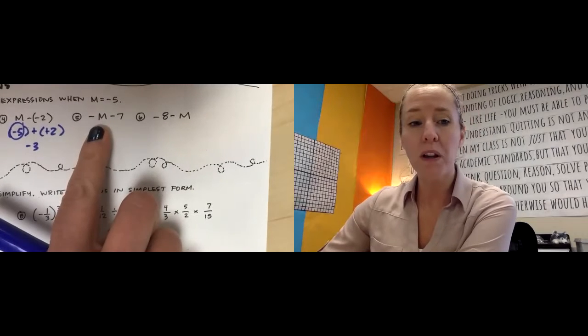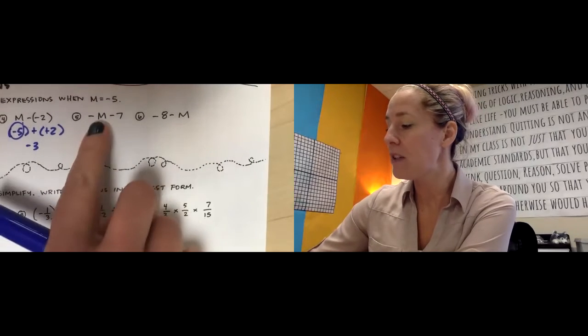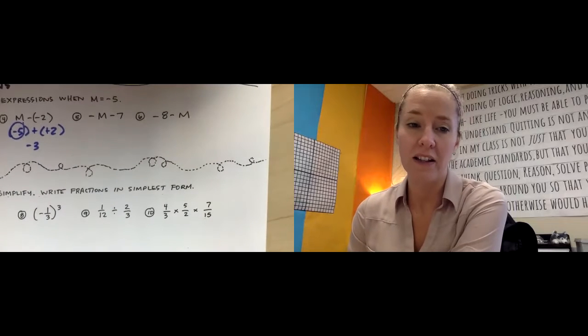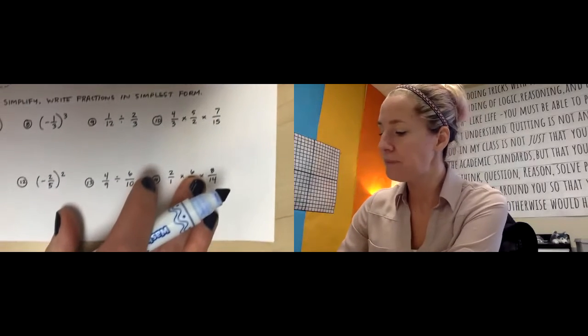Okay, so just make sure you plug in -5 for m, take that sign with it, and then don't forget the other signs that are already in that expression. Simplify it as much as you can. You should just get a whole number.